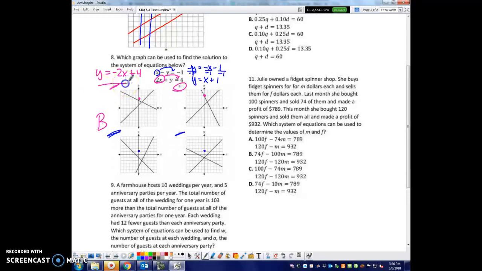You could also type these into y equals and then find the graph that matches, okay, if you don't trust your graphing capabilities. All right, number 9.